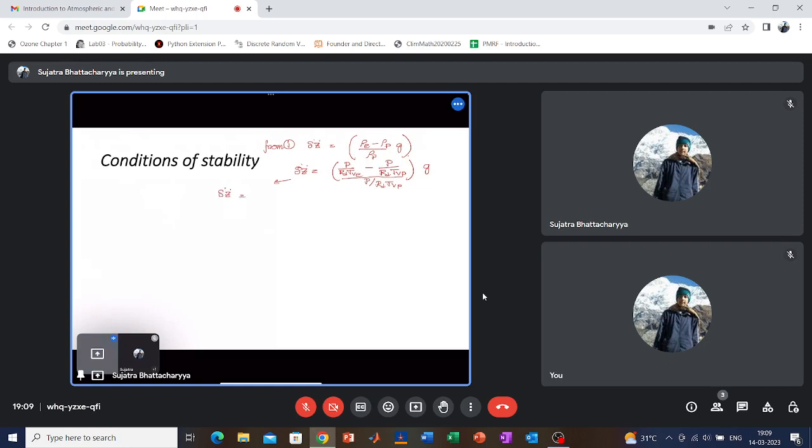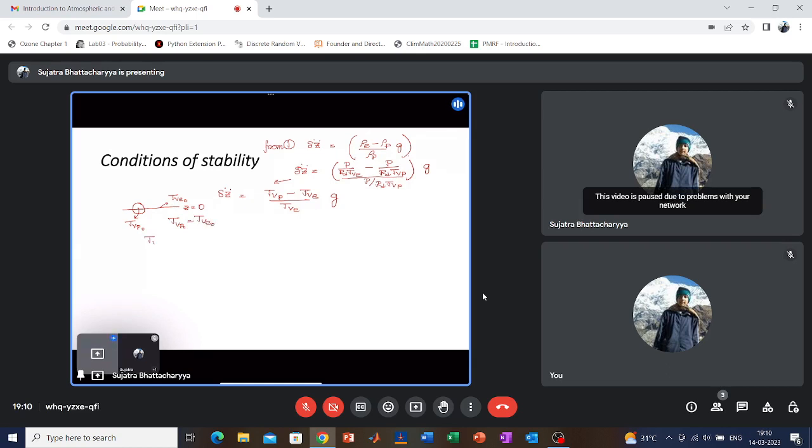Delta z double dot will be equal to (TVP minus TVE) divided by TVE into g. Right? This will be the expression. Now you consider a parcel at z equal to 0. Now here the temperatures TVE of 0 and TVP of 0 must be the same, because the parcel originated from the 0 level only, and therefore the temperature should be the same as that of the environment at the 0th level.